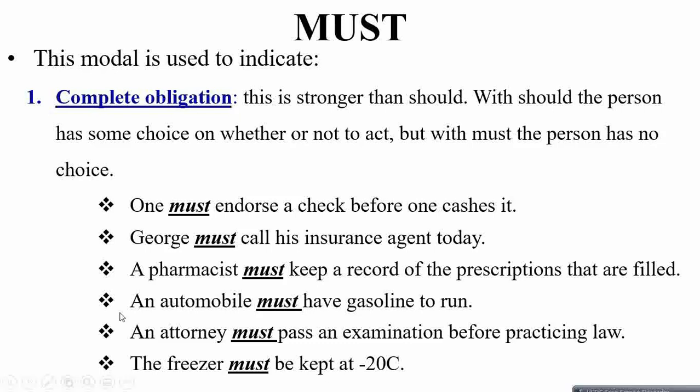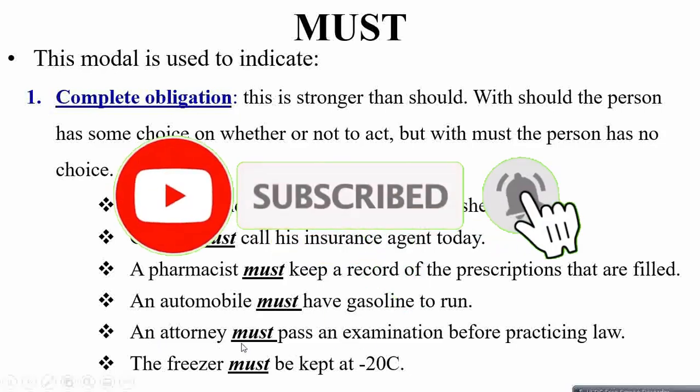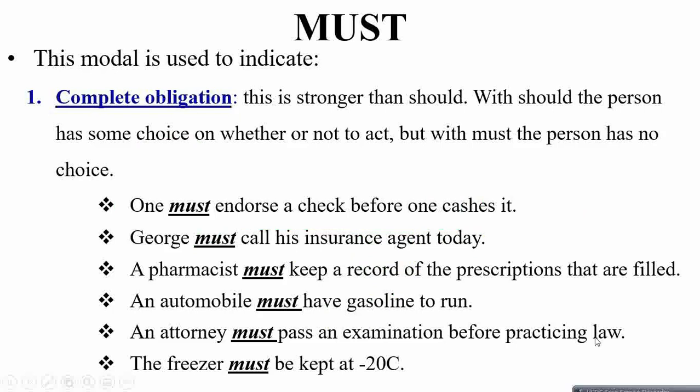Example 4 is: an automobile must have gasoline to run, otherwise the automobile can't run. So the must thing is to have gasoline in it. Example 5 is attorney. An attorney must pass an examination before practicing law. So what do you expect of an attorney if he has not passed the exam? So the must thing is that he must have passed the examination. And the final example is the freezer must be kept at -20 degrees, else your things will not work out. So the must condition is when you have no other option, no other choice to make.